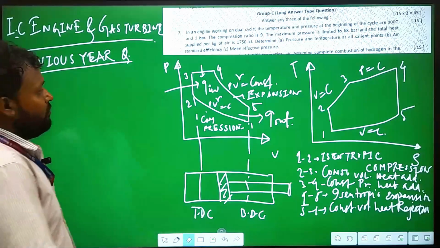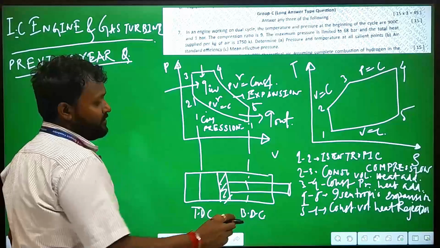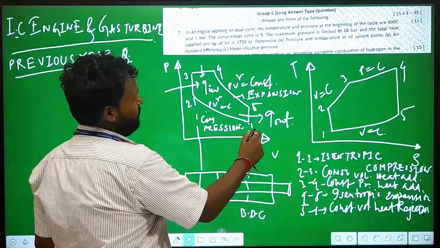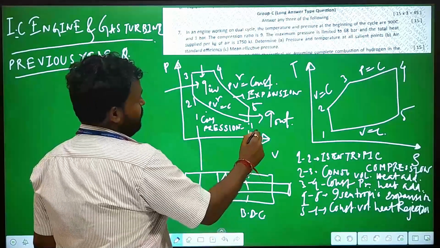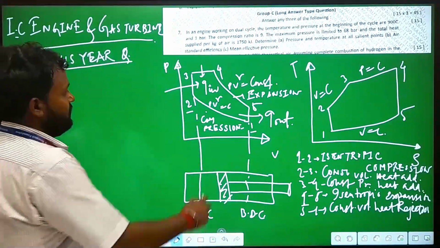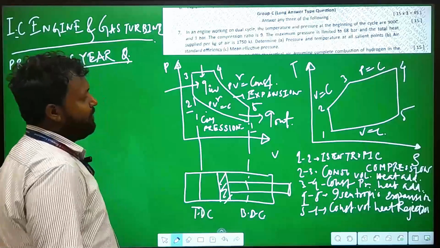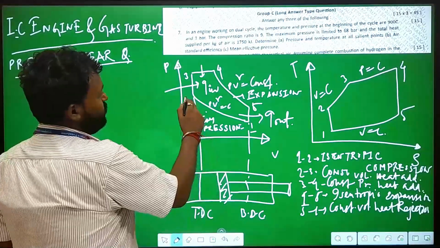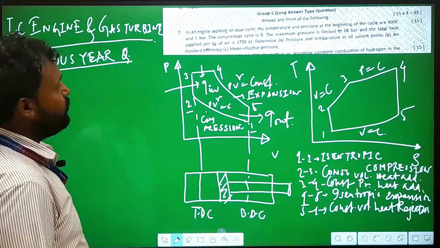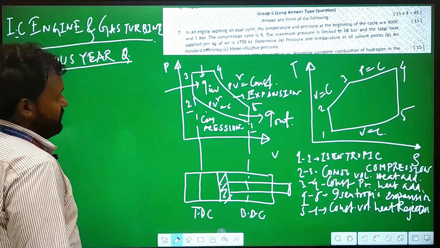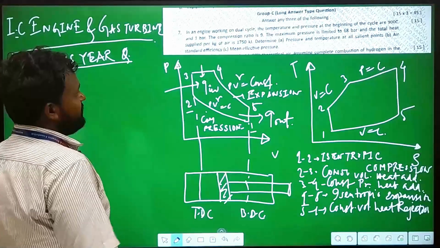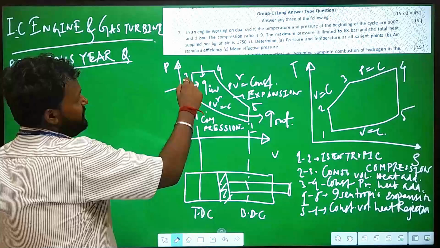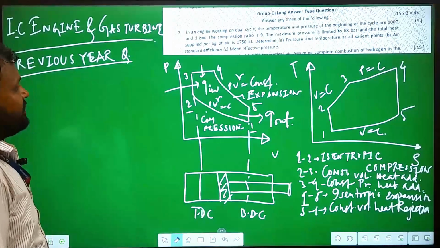Here we can see there are some processes. From point 1 to point 2, you can see that there is isentropic compression. After that, from point 2 to 3, this is the constant volume heat addition process. Why constant volume heat addition process? Because it is a straight line along the axis V. So, it is a constant volume heat addition process.